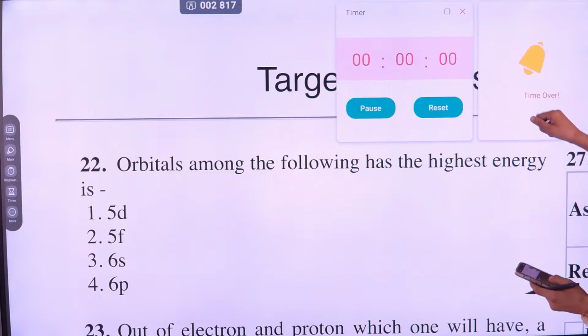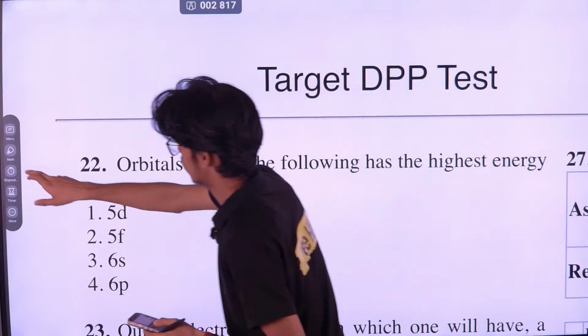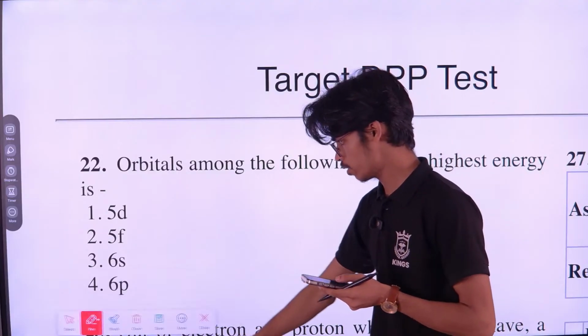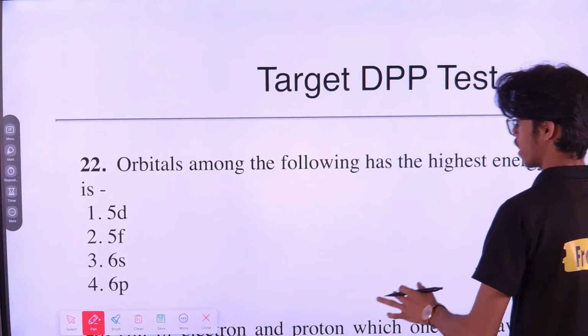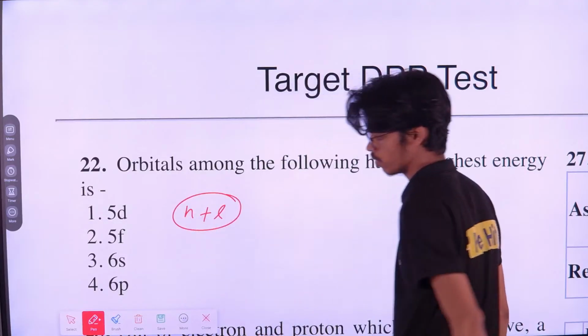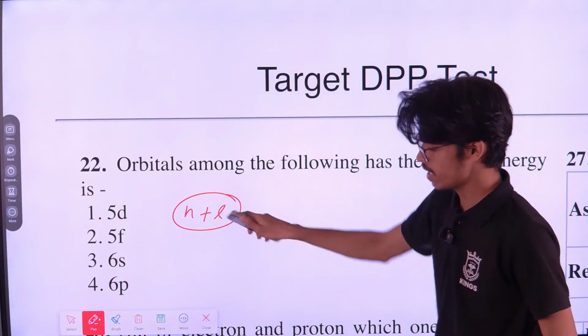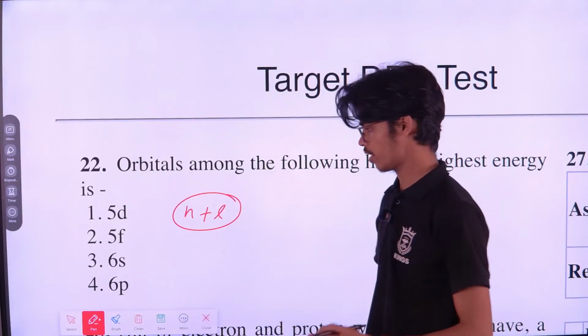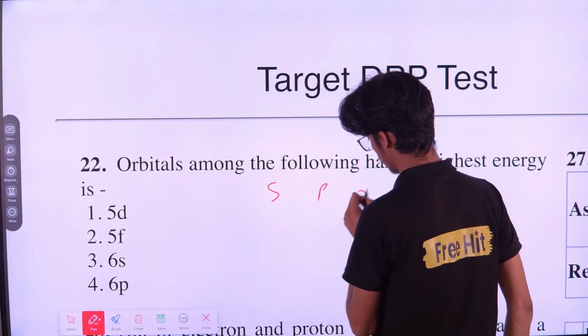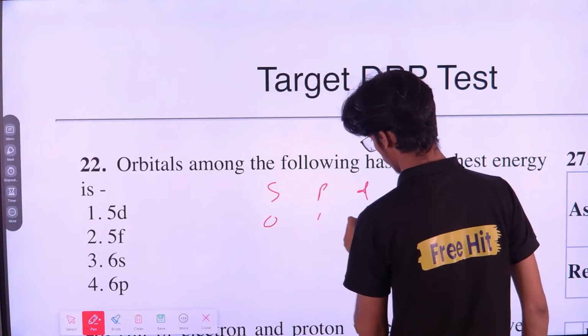Okay, done guys, and to find the total energy, listen here, who didn't get it: you need to just add n plus l. You have to check this value. Whose n plus l value is greater has the highest energy. So see, n plus l. Now s, p, d, f are 0, 1, 2, 3.